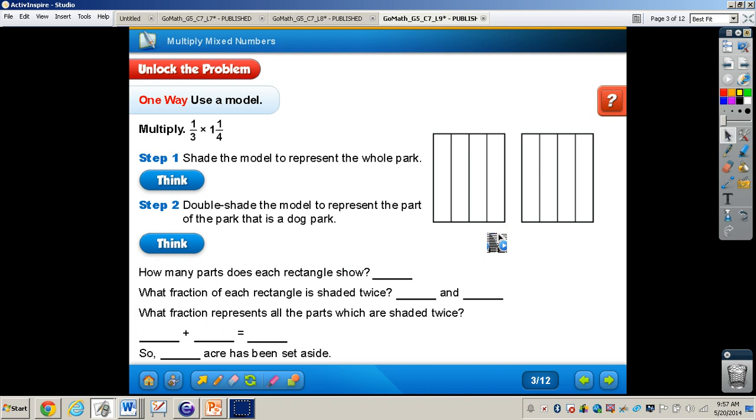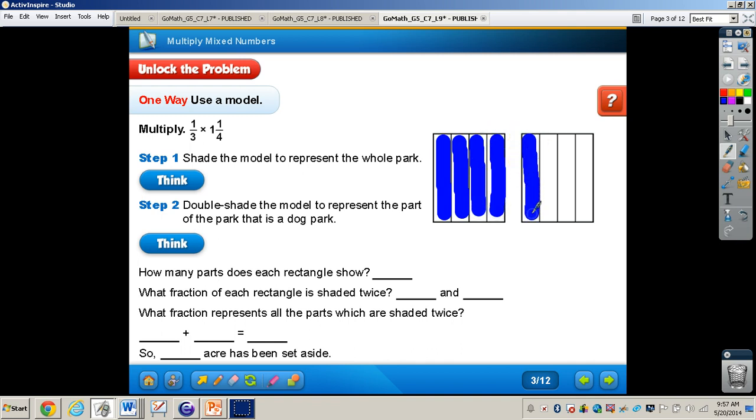Okay, so what we'll need to do first is we want to shade the model to represent the whole park. So we have the whole park is 1 1/4 acre. So we will shade 1 1/4 acre in on our model. So we'll shade in a total of 1 representing the whole number, and then 1/4 representing the fraction.